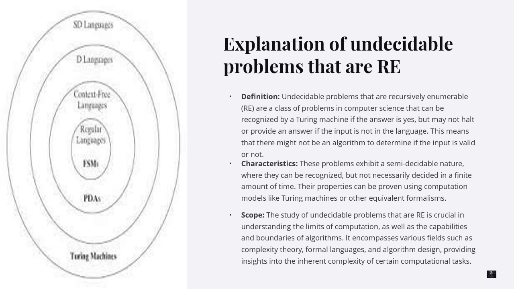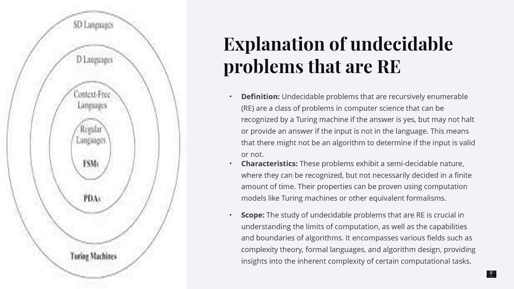Definition: undecidable problems that are recursively enumerable are the class of problems in computer science that can be recognized by a Turing machine if the answer is yes, but may not provide an answer if the input is not in the language. This means that there might not be an algorithm to determine if the input is valid or not. Next are the characteristics.